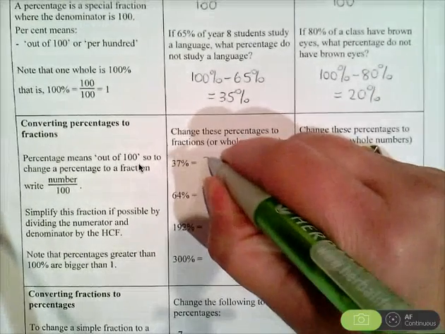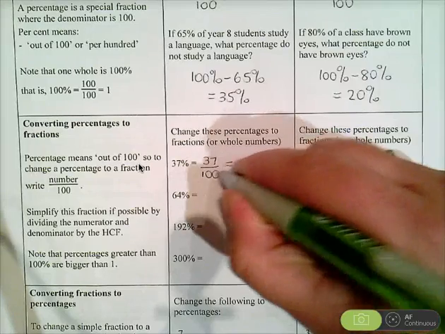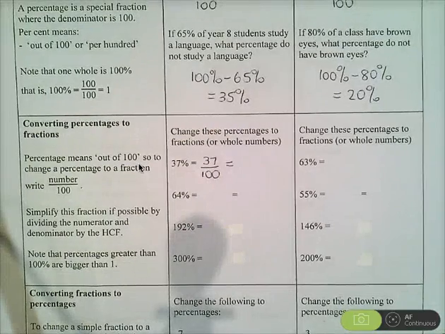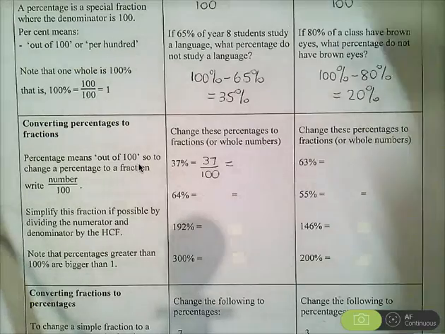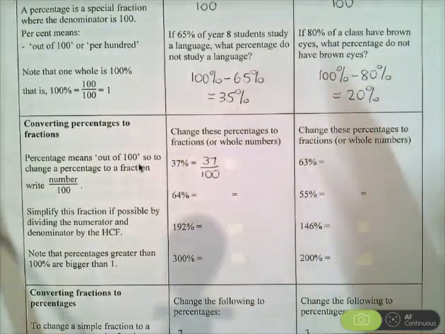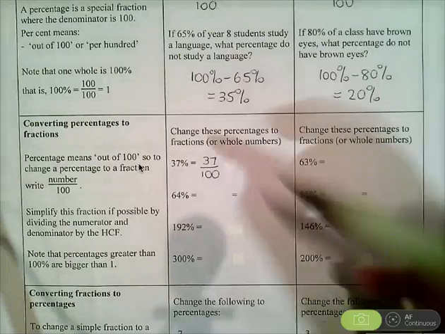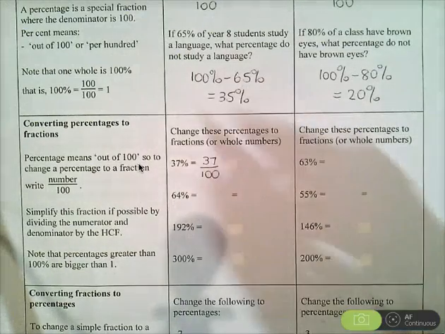So 37%, what does percent mean? It means per 100. So that means 37 divided by 100. Now, we cannot simplify 37 over 100. So that one can't be simplified. The reason is we cannot think of a number that goes into 37 and 100. So we leave that one like that.